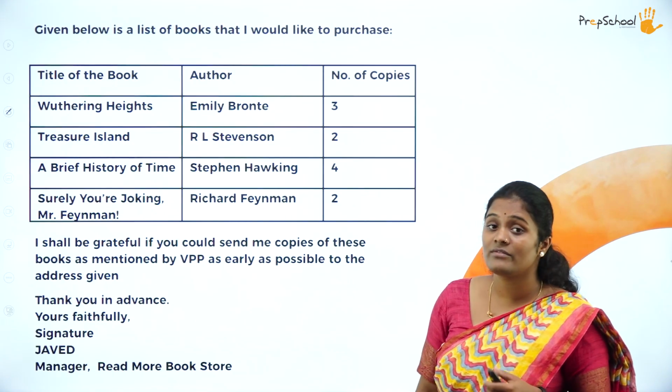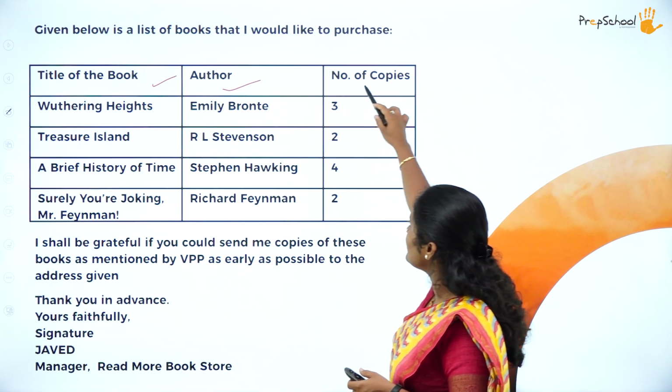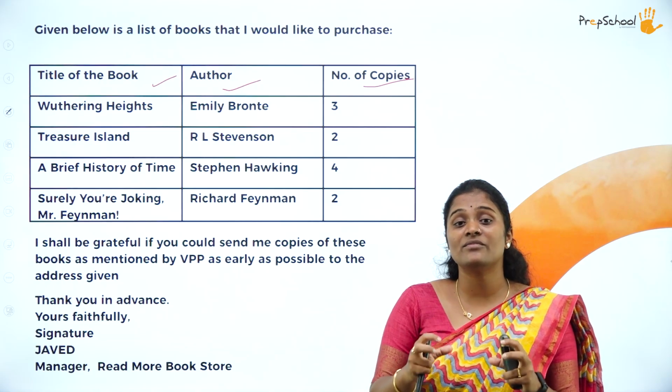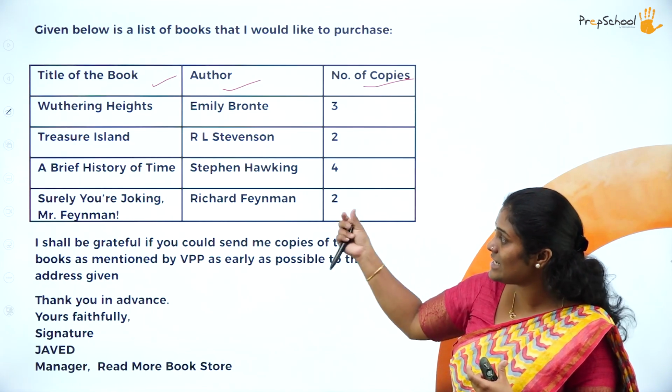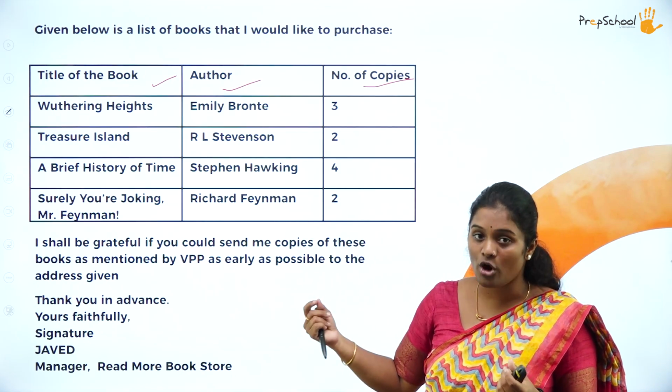So what is it that they have made a table of the books that are required, the authors, and the number of copies that are required. If only you write it in the entire passage, it will be difficult to gauge or take out all this information, right? So if you write it like this, it is easy to make out what are the books that you want, how many copies of it, who's the author. So it makes the job easier.